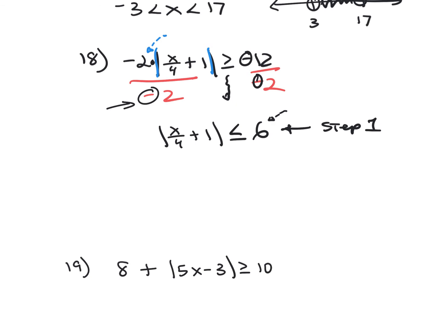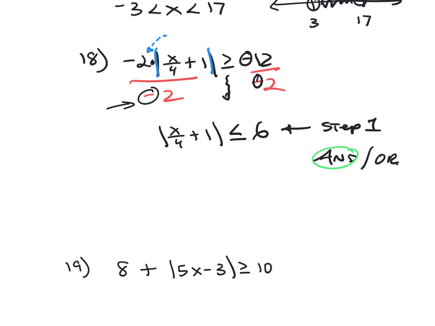Is the distance negative or is it 0? No, so it's not a special case. So after step 1, we can check for special case. And then step 3 is to write the correct compound sentence. Should we write a compound and, or should we write a compound or for this problem?